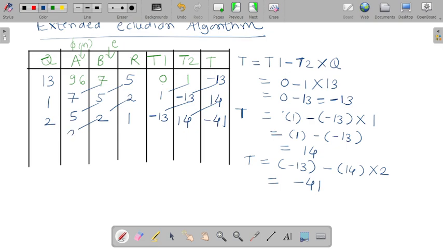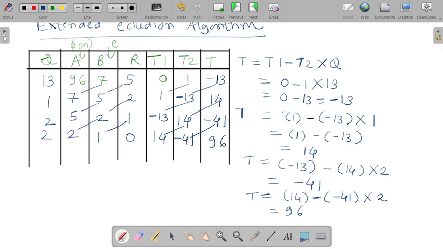Again we have to shift the values: 2, 1, 14, and minus 41. So 2 divided by 1 gives 2 as the quotient and 0 as the remainder. And our T is equal to 14 minus (minus 41) into our quotient, that is 2, and we get the value 96. So I am putting here the value 96.